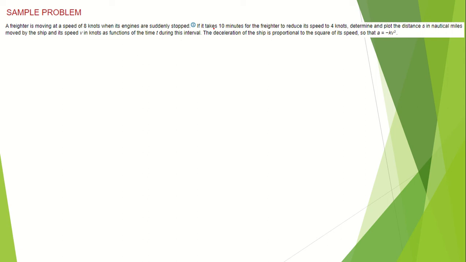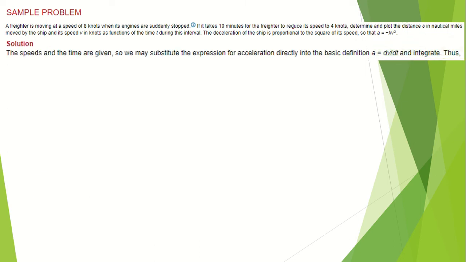If it takes 10 minutes for the freighter to reduce its speed to 4 knots, plot the distance s in nautical miles moved by the ship, and its speed v in knots, as functions of the time t during this interval. The deceleration of the ship is proportional to the square of its speed, so that a is equal to negative k v squared.